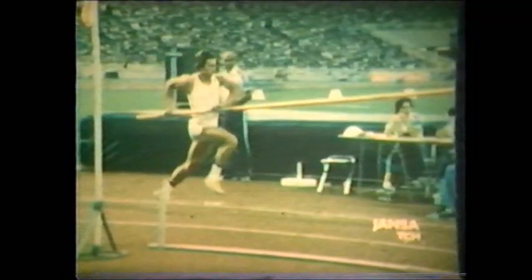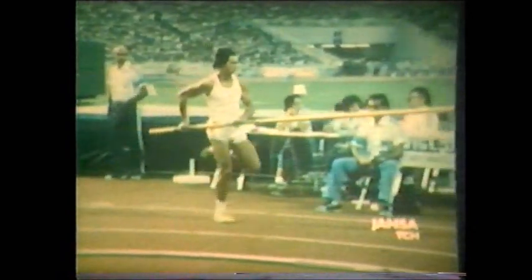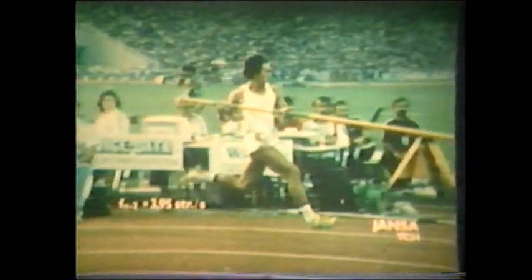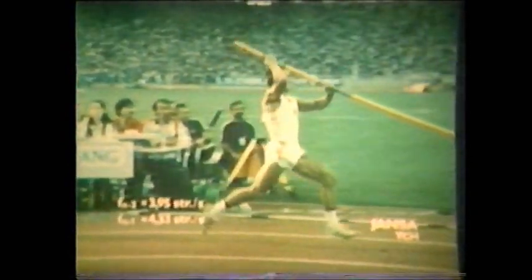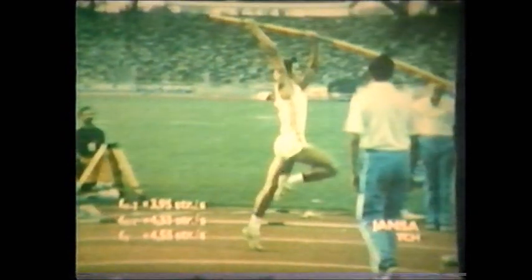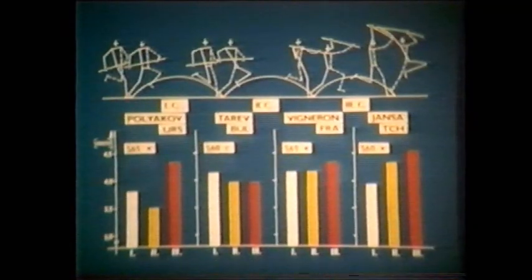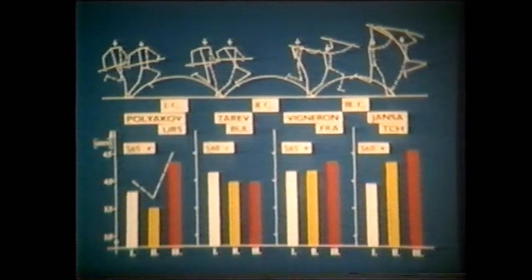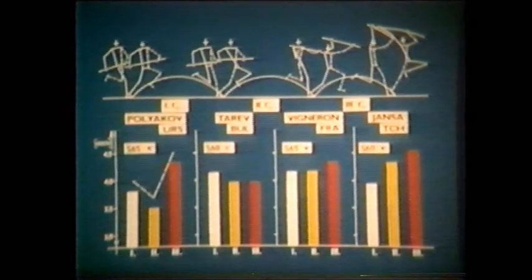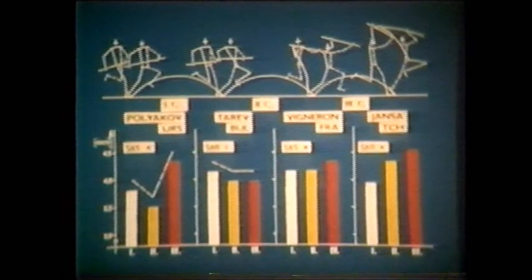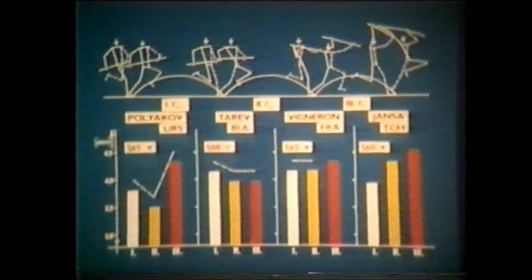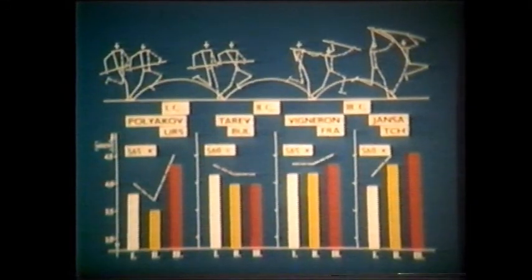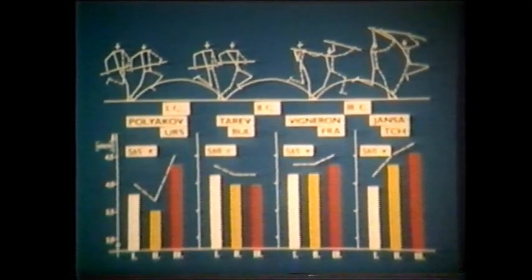Individual variations found in all vaulters are of decisive importance for the smooth joining of the approach run, pole plant, takeoff and transition to the pole. The most characteristic rhythm tendency can be seen in the performance of Vladimir Polyakov. An attempt to maintain a fairly high rate can be seen in Tarev with a slight lowering and Vigneron with a slight rise in the last stride. Optimum rhythm and a gradual increase of the stride rate is achieved by František Jansa.